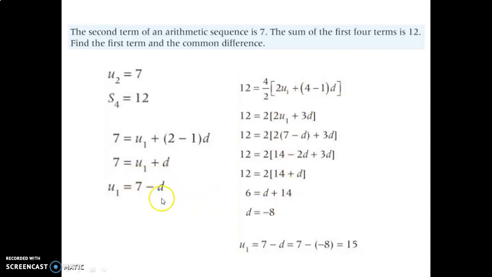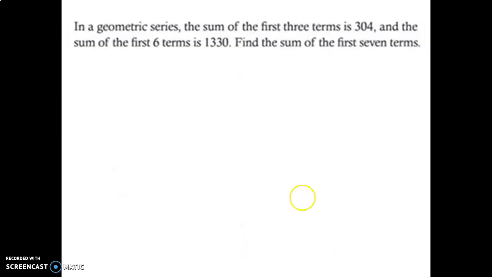I think this 7 minus d that we got for u1 here was substituted right here, and then you solve through there and get a d value, and that allows you to solve for u1. That was a little trickier, but that's the kind of problem you should be able to solve at this point using all the formulas we've looked at. Let's look at this one.